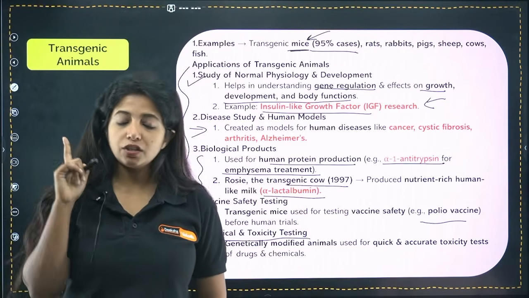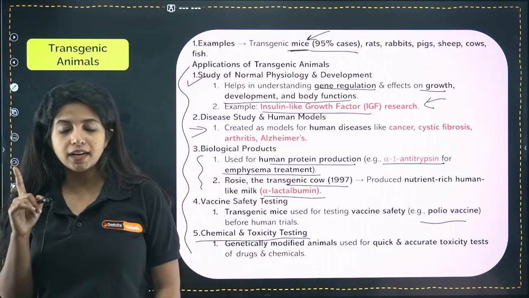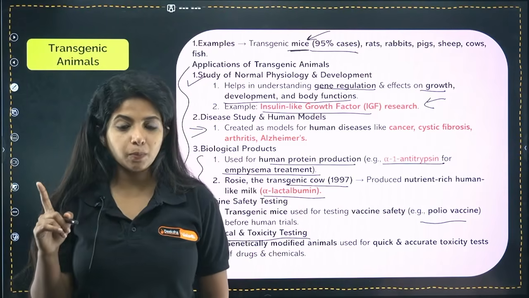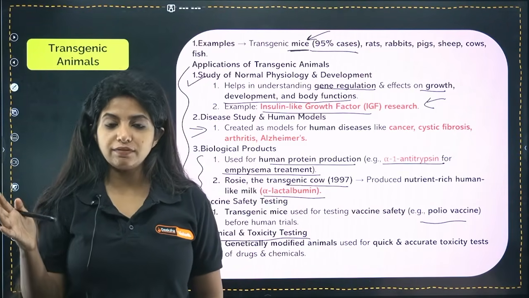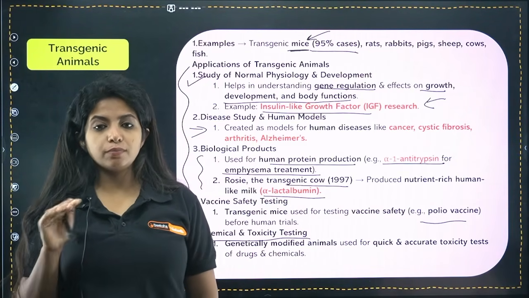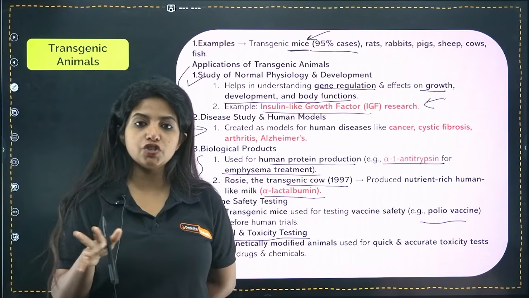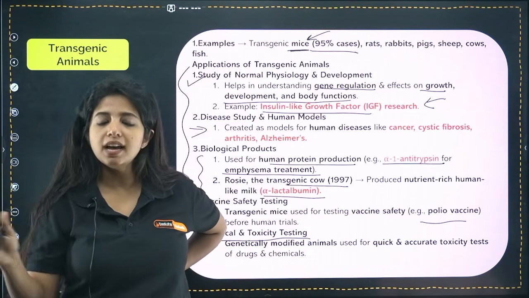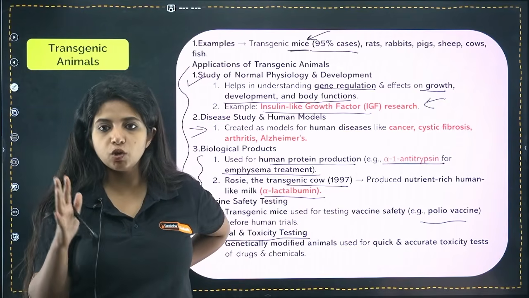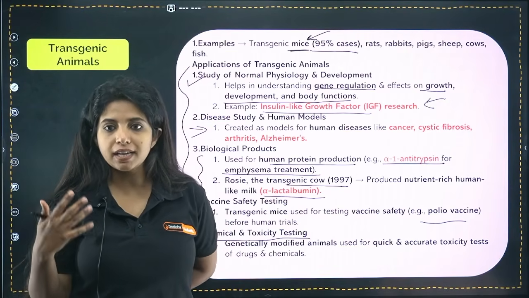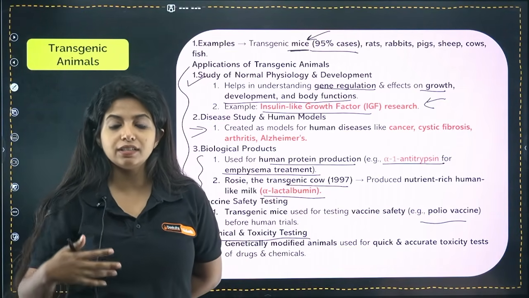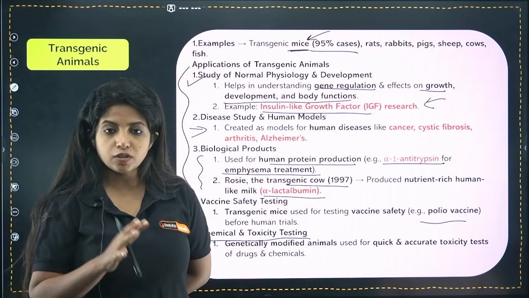Okay, so first is the uses of transgenic animals. The first is to understand the normal physiology as well as development, for example IGF, that is insulin-like growth factor, that was put inside the organism, and it was checked how it regulates the gene and how it's responsible for growth and development. Apart from that, for disease study and human models, for understanding cancer, cystic fibrosis, arthritis, Alzheimer's and all, you had some models being created.